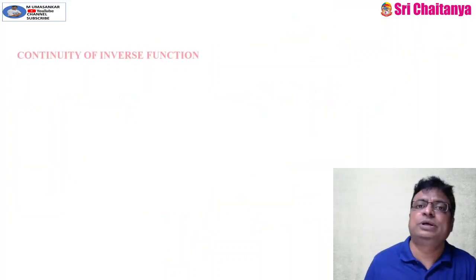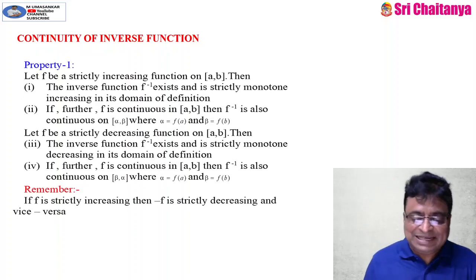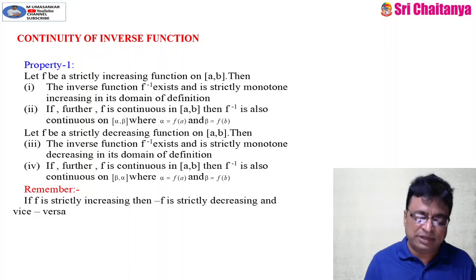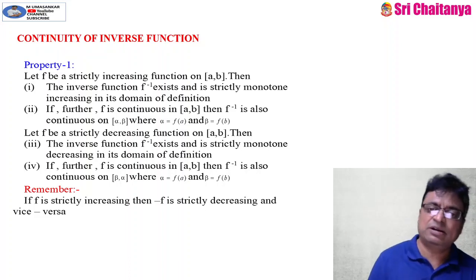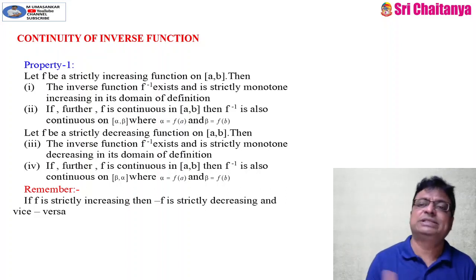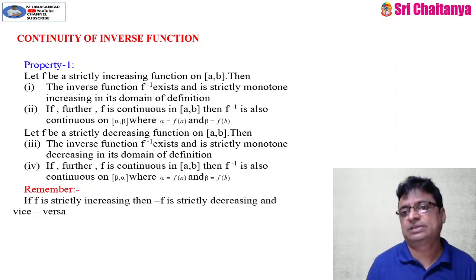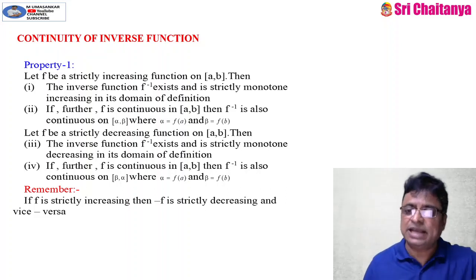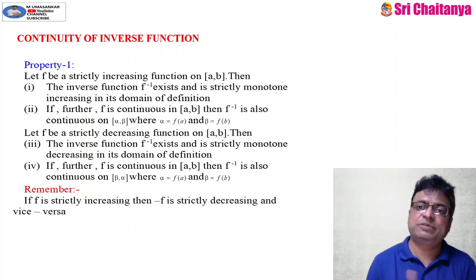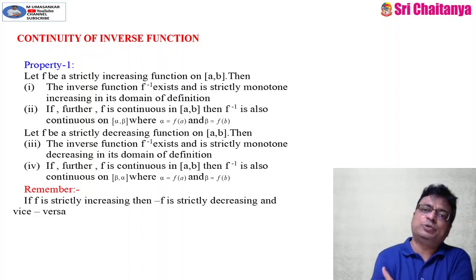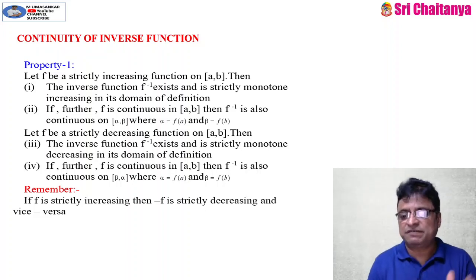Now coming to next, continuity of inverse function. See, when will the inverse of the function exist? If it is one-one and onto, then only we can say that the inverse of the function exists. If the inverse of the function exists, it is also bijective. Bijective means if a function is both one-one and onto, then we call it a bijective function. Inverse of the bijective function is also bijective.